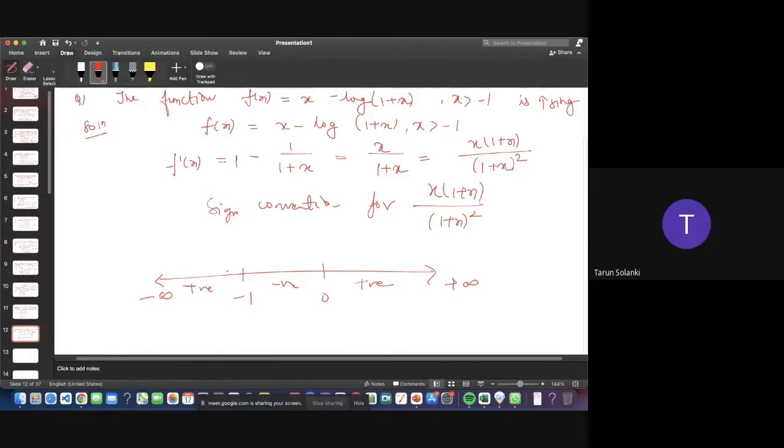right? So from this, we can say f dash x is greater than 0 if x is greater than 0, but x is greater than minus 1, so f dash x is greater than 0 if x is greater than 0. So f(x) is increasing in interval 0 to infinity, right? 0 to infinity. This is our answer.